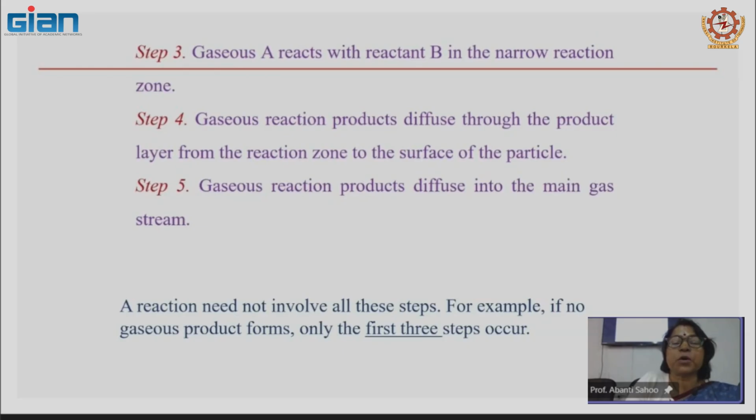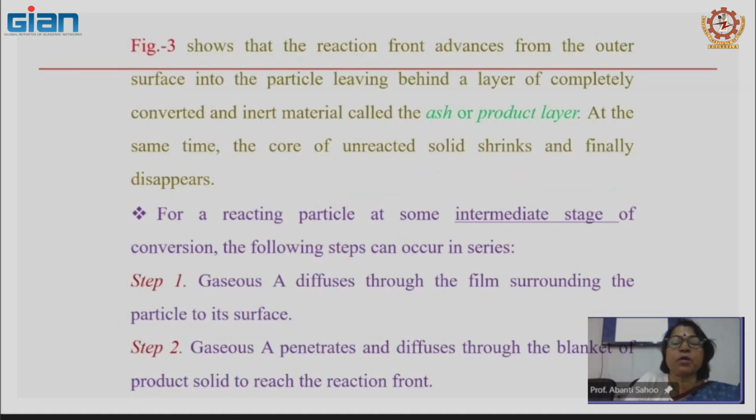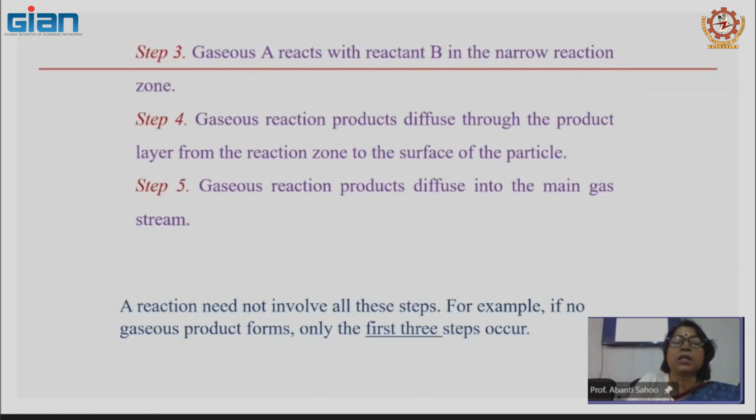If a gaseous product is not formed in this shrinking core model, gas A diffuses through the film surrounding the particle to its surface. Gas A penetrates and diffuses through the blanket of the product solid, reaches the reaction front, and then gas A reacts with the reactant B in the narrow reaction zone. These two steps will be followed when the gaseous reaction product is forming. If a gaseous product is not formed, these two steps will not be followed.